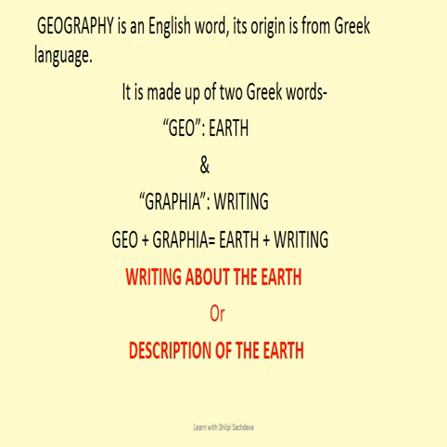Before starting the concept of the earth and the solar system, let me introduce you to the meaning of the word geography. Geography itself is an English word and its origin is from the Greek language. It is made up of two Greek words, geo, which means earth, and graphia, which means writing. So geographia together means description of the earth.